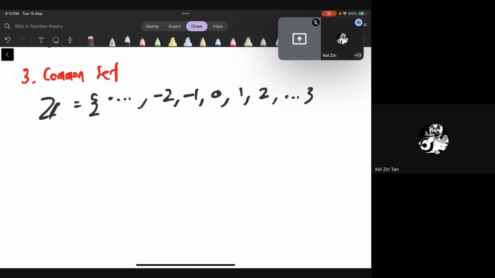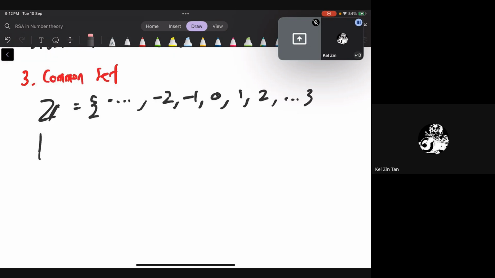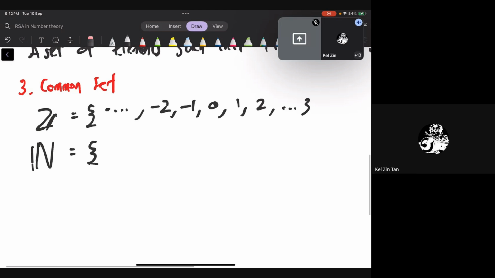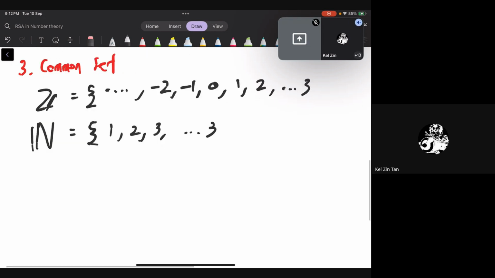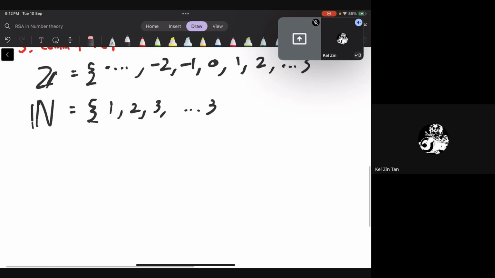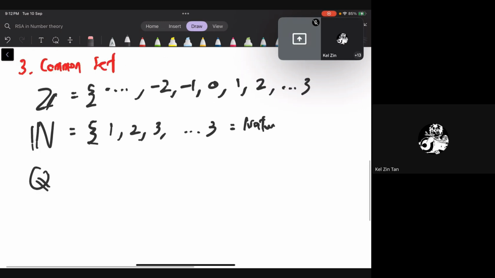There's another set that is also quite common, though not often used: the set of natural numbers, described as N. It is all the integers starting from 1. So the natural numbers are 1, 2, 3, and so on until infinity. These two sets are some of the more common sets that we usually see. Another one is Q. I should write that this is the set of natural numbers, and this is integers.